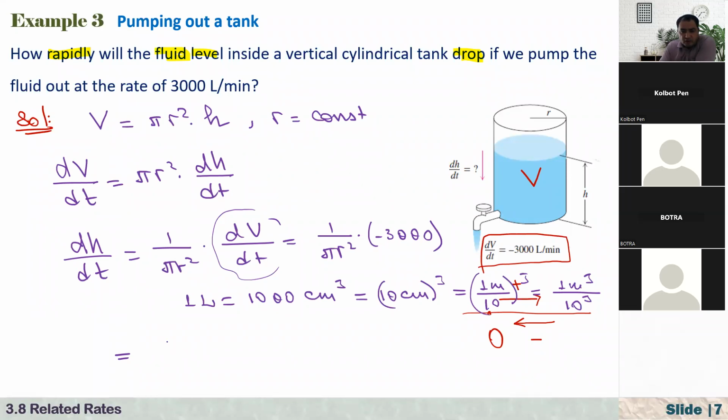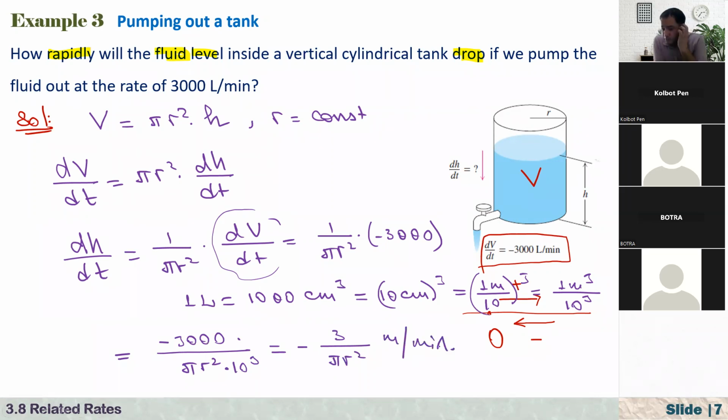So here we have minus 3000 over pi r squared times 10 cubed inverse. So that's equal to minus 3 over pi r squared meters per minute. Because units are not mentioned here, if you want, you can leave your answer as centimeters per second or meters per minute, depending on which one is more suitable.